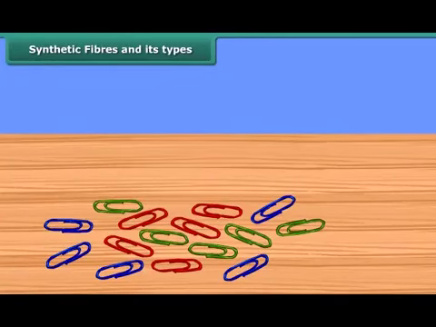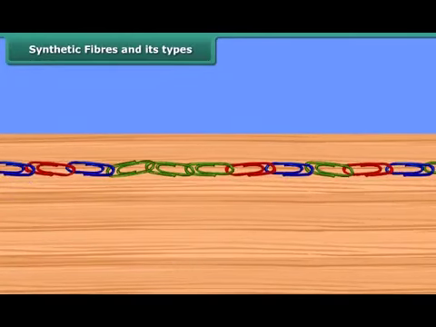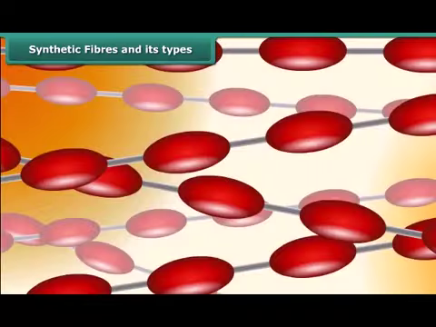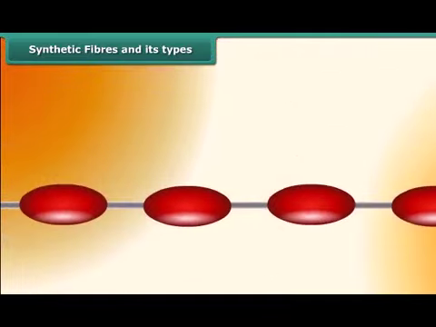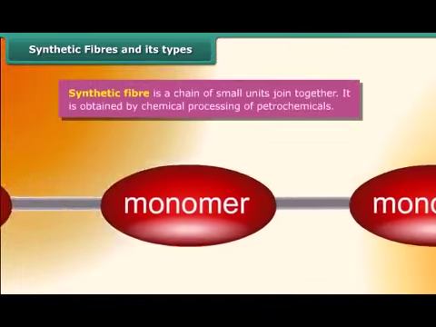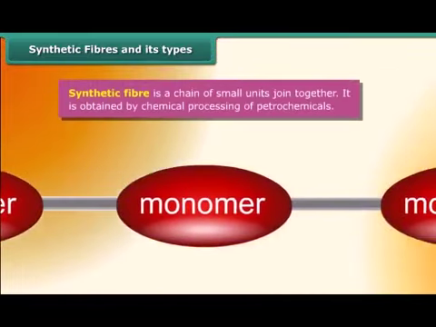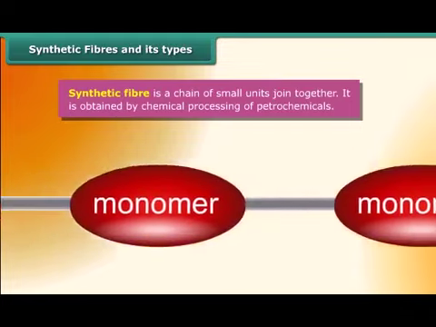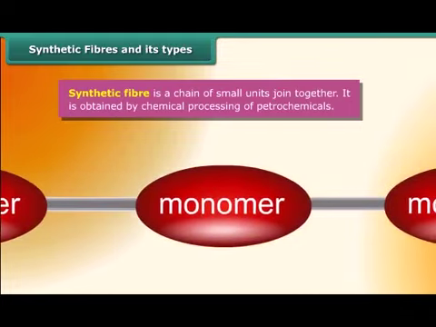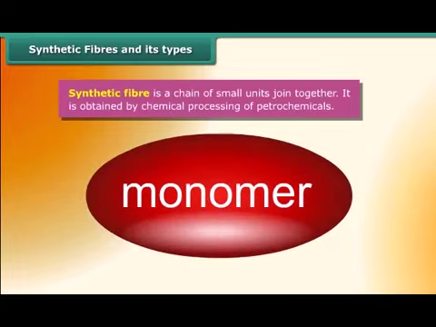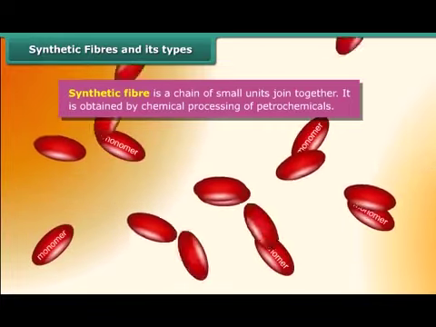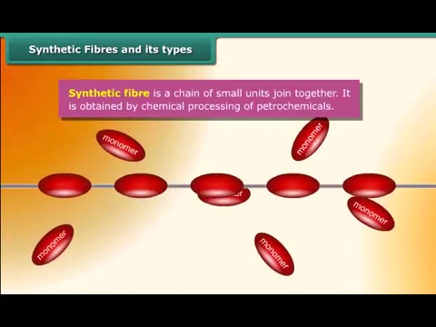Now let us join together a number of paper clips. What do you observe? This chain of paper clips is similar to the organization of a polymer. What is a polymer? Here many small units combine to form a large unit known as polymer. Each small unit is actually a chemical substance and is called a monomer. Synthetic fiber is an example of polymer. The synthetic fibers are obtained by chemical processing of petrochemicals.